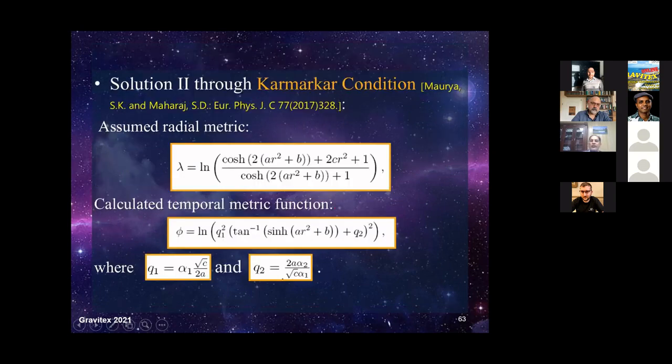So in the second solution, we assume a solution with the Karmarkar condition. And in this condition, obviously, we take one of the metric coefficients given in this paper as lambda. And we calculate the temporal metric component in terms of here I, where Q and Q2 are given here. So we shall use these two known solutions to find the corresponding anisotropic solutions through this decoupling technique.